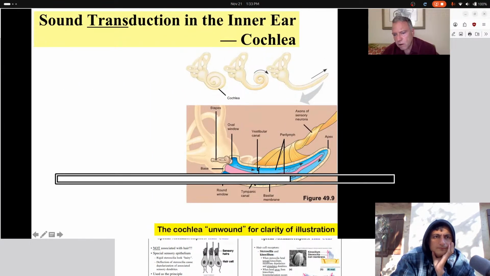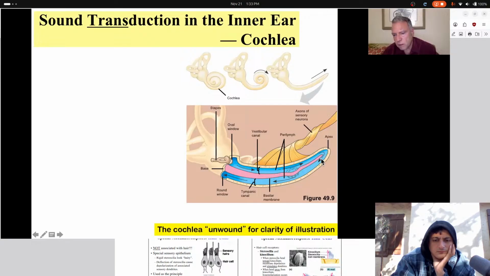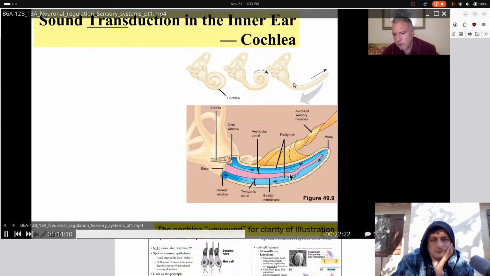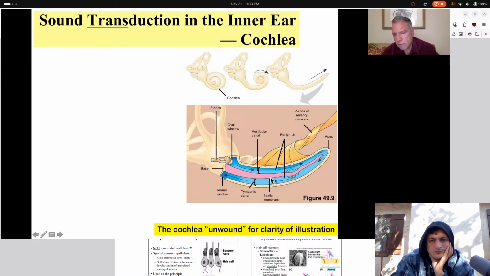When it does that, it squeezes this membrane in the middle. That's where the hair cells are. The hair cells are lining this membrane between these two fluid-filled chambers.